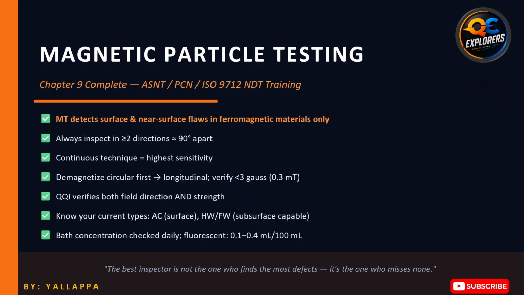Field verification tools have specific purposes. The QQI can address field direction and strength, while other indicators provide more focused checks. Demagnetization is not an optional housekeeping step when residual magnetism could affect subsequent operations. The training values identify a residual field target below 3 Gauss.